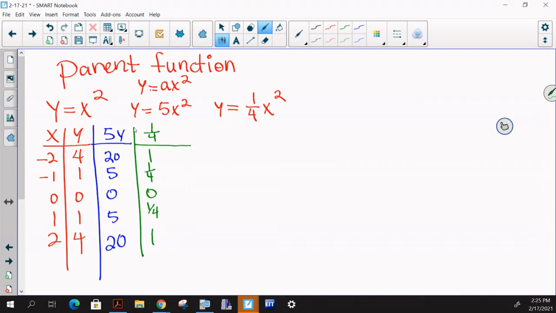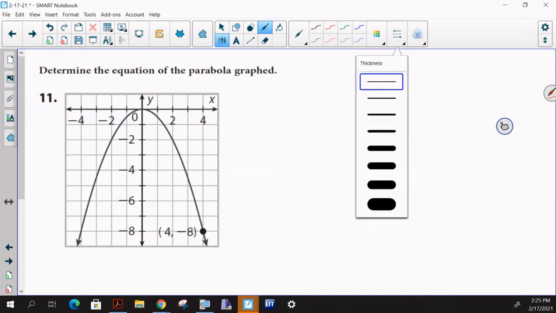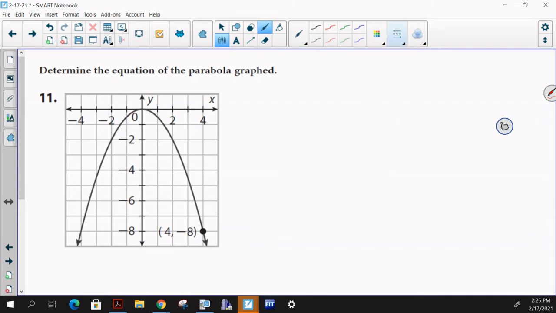And we've already talked about several times over that if A is positive, it opens up. If A is negative, it opens what? Down. Everybody say down. Down. Yeah. So let's look at a little different problem, but with a lot of the same ideas there. This says to determine the equation. And when I say determine the equation, basically what I'm going to do is write an equation.